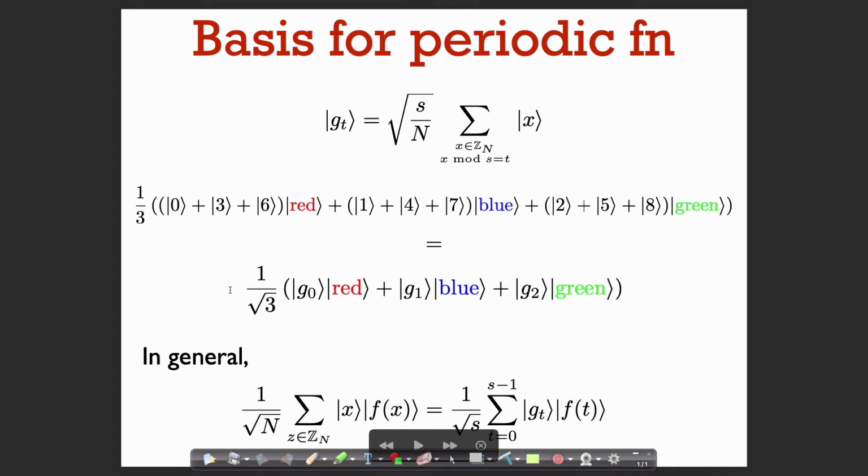And in general, what is the state of the algorithm at this point going to look like? Well, we can write that as you see on the bottom right: 1 over square root of s, sum from t equals 0 to s minus 1, the state GT tensored with f of t. Okay, so that's the state that we have after the second step, where we apply the oracle.